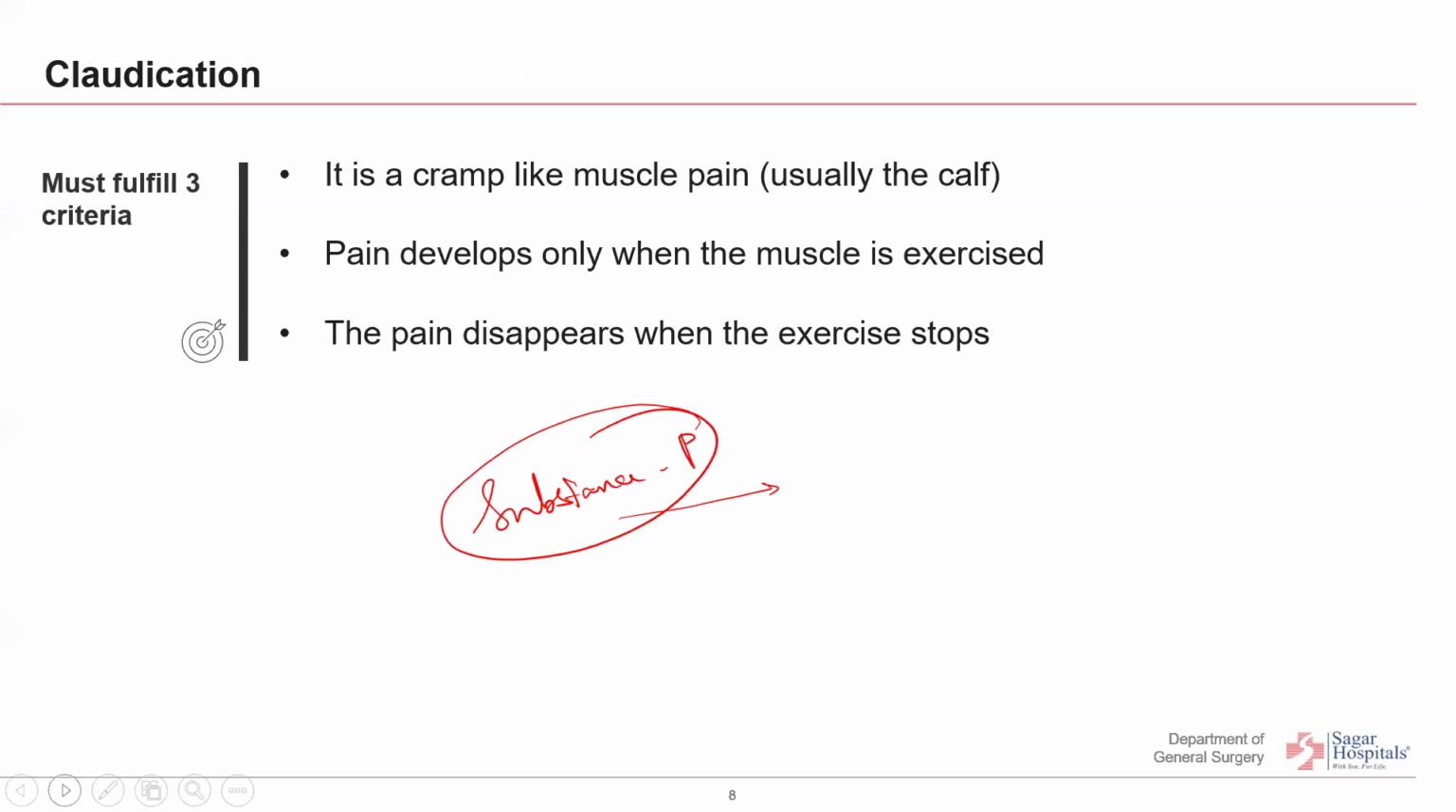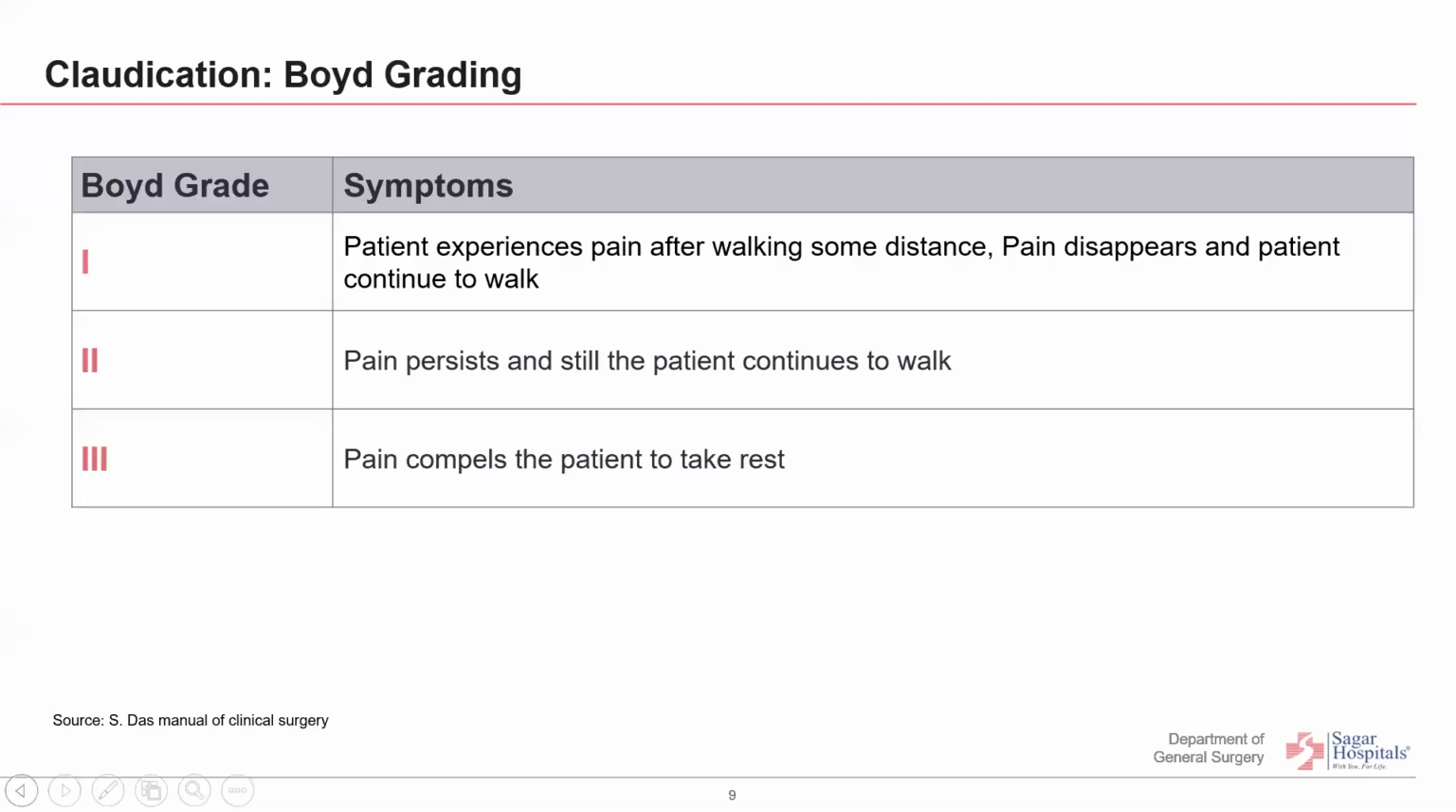So basically, what sir is trying to tell is that the site of the claudication is one level below the site of occlusion. Yes, sir, exactly. I hope that is clear.